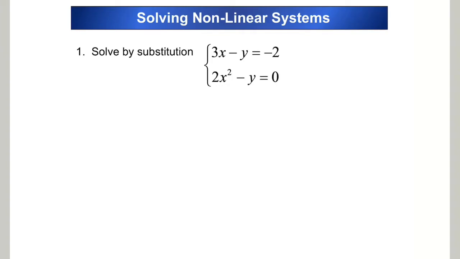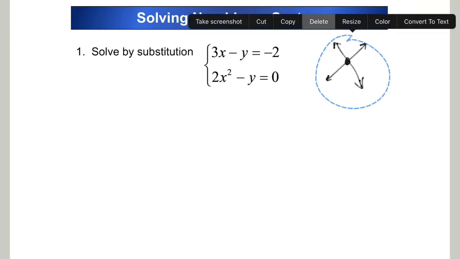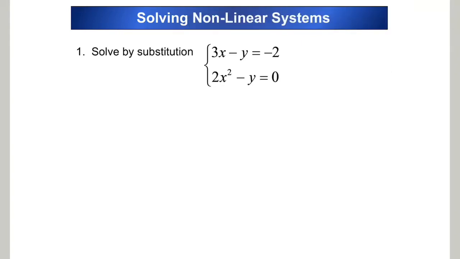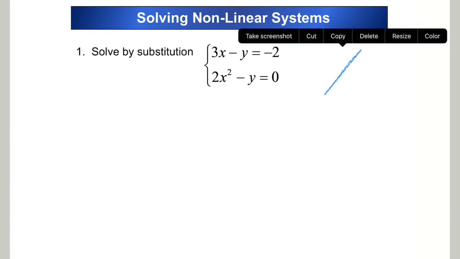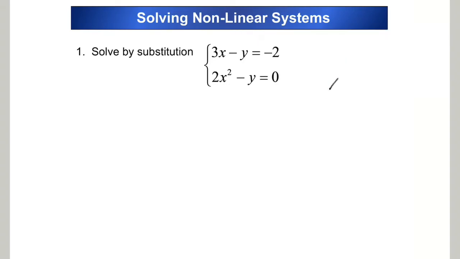Solving nonlinear systems. Nonlinear systems means instead of having two lines, you've got a line and you've got another line, and their solution is where they intersect. Now you have perhaps a line. Let's do this in color. You have a line that would represent equation 1, and in equation 2 you've got a parabola.